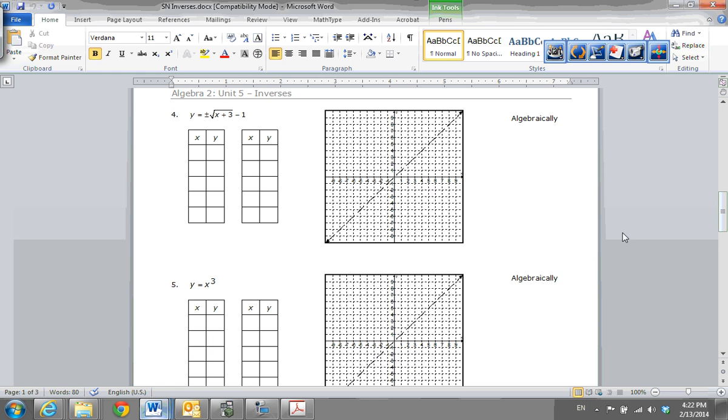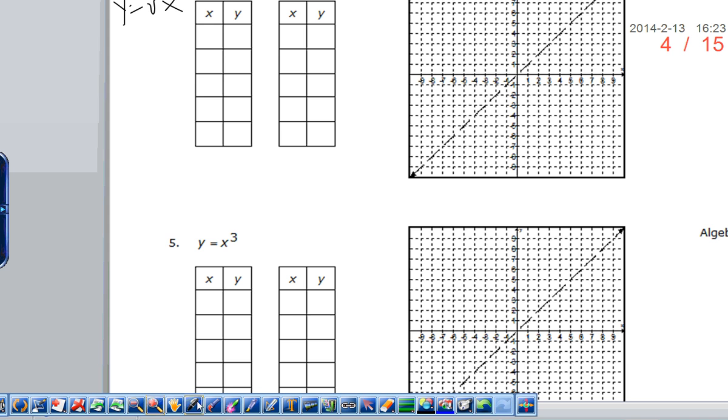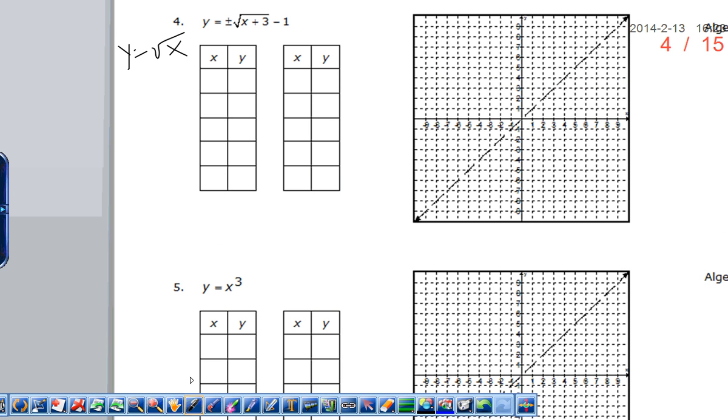Number 4 is kind of the opposite of those. So we got to talk about what the parent function looks like first. So y equals the square root of x. Zoom in a little bit there. So we have 0, 0, 1, 1, square root of 4 is 2, square root of 9 is 3. So the +3 makes it a -3, moves all of them to the left 3. So -3, -2, 1, 6.